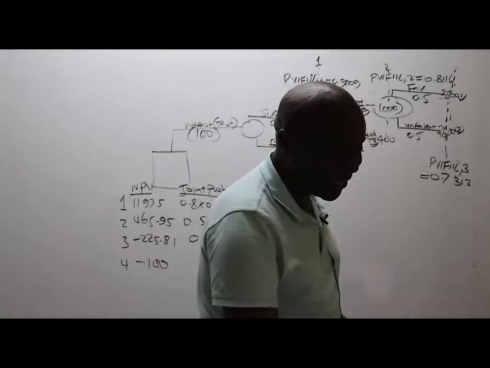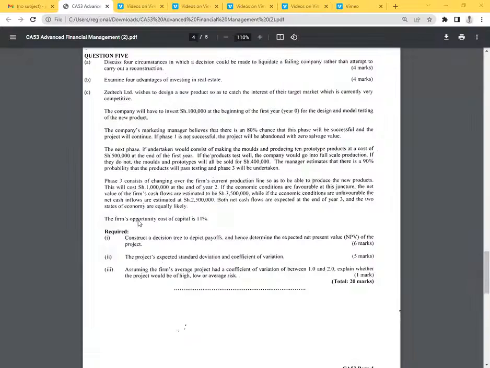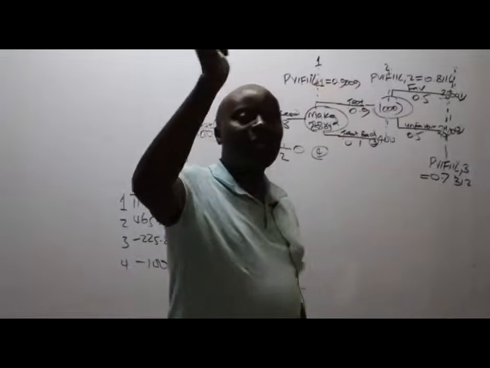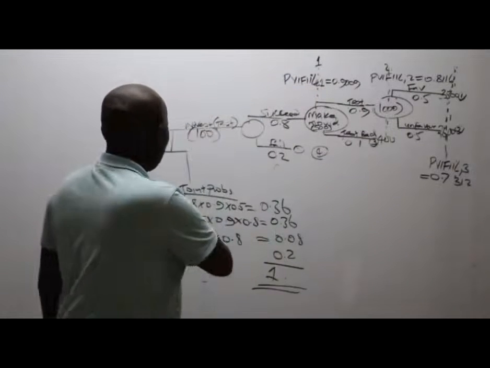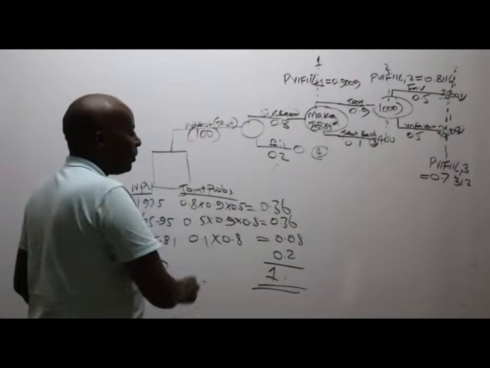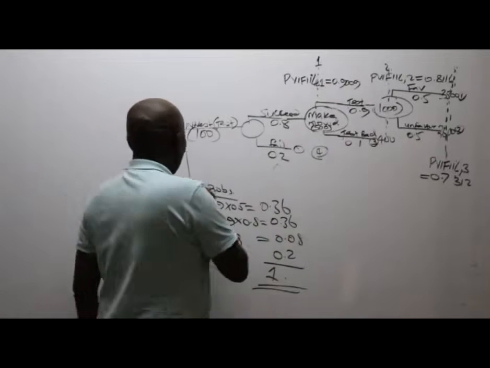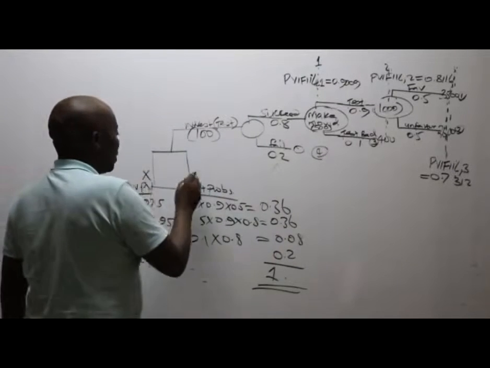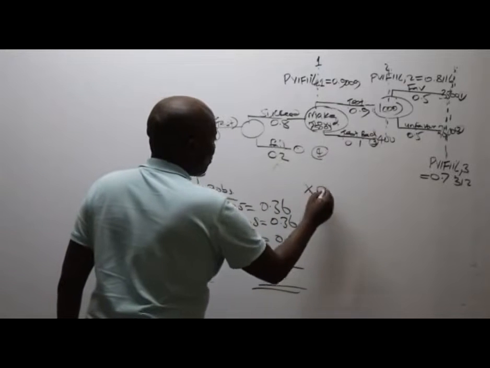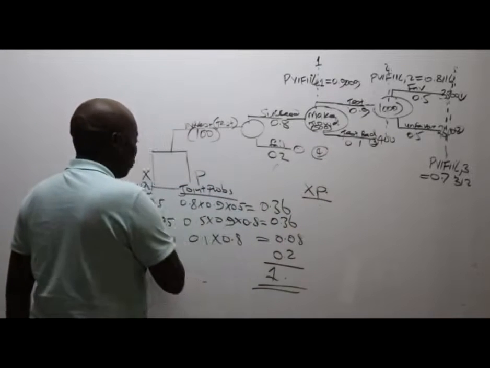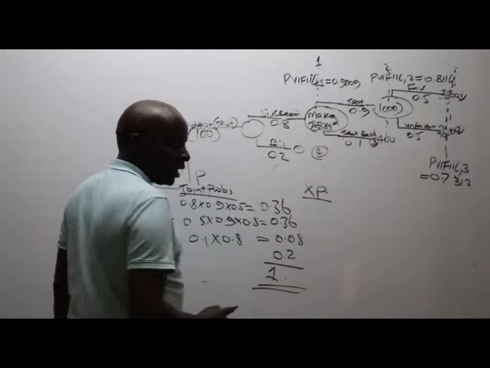Or a shark attack. Ladies and gentlemen, they wanted us to construct a decision tree to depict payoffs that we have done and hence determine the expected net present value of the project. So expected net present value of the project is what that good lady started by telling us up there. So now you have the NPVs and you have the joint probabilities. So this is your X and this is your probability. Give me XP, multiply the two. So you take this figure times this figure.